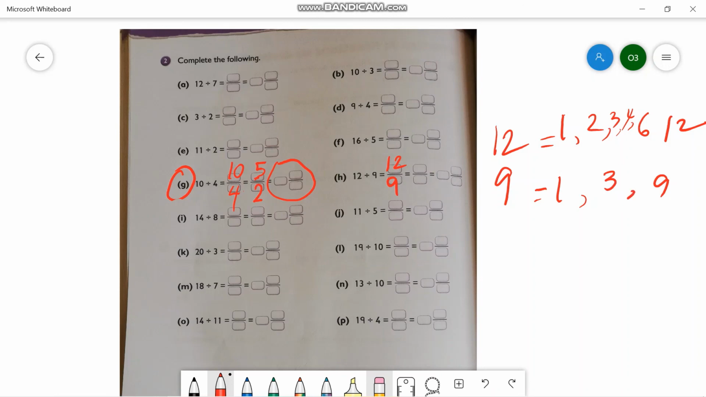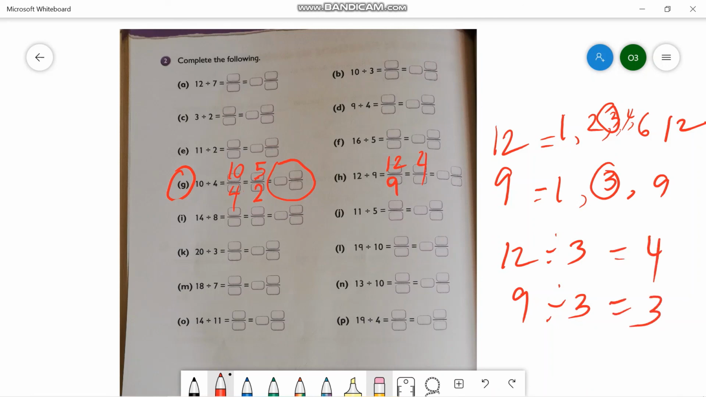Okay, so let's circle the common factor. The common factor here is 3. So we have to divide 12 by 3 and 9 by 3. So 12 divided by 3 is equal to 4. And 9 divided by 3 is equal to 3. So that is 4/3. And then please find the improper fraction. It means you have to divide 4 by 3. Okay? Now let's go to letter I.